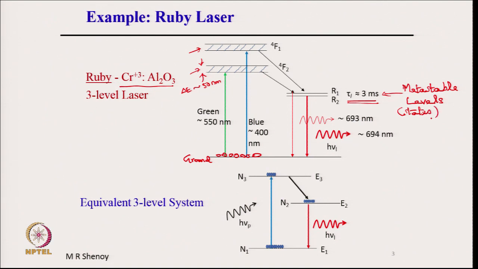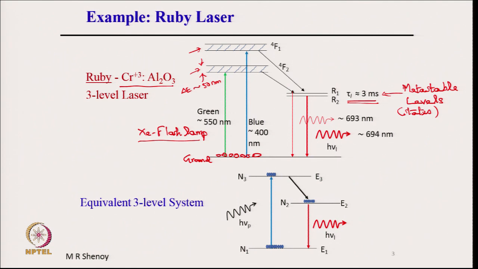Whenever you have energy levels which have a long lifetime, atoms can accumulate there. So, what is happening is atoms are excited to the higher energy bands 4F1 and 4F2. Usually a xenon flash lamp is used to excite these atoms. We will discuss the ruby laser when we discuss laser systems towards the end of this course, but right now this is a very quick outline of the ruby laser, just to show that this is a 3-level system.